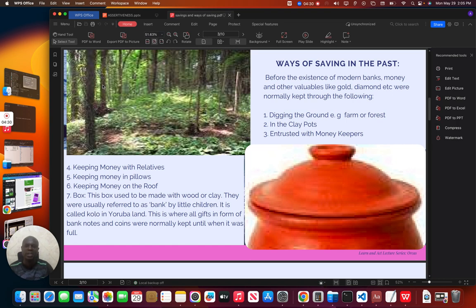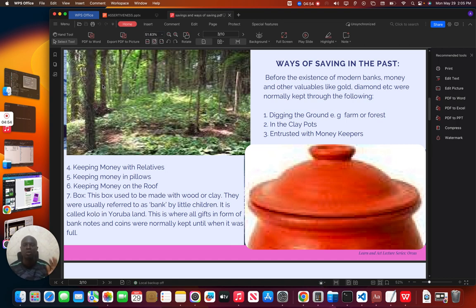Keeping money with relatives. So some, they keep their money with their relatives, those relatives that they believe in. Some keep money in pillows, you know, like our grandma, our grandpa, they have that habit. When their children come to visit them, they will just put their money under their pillow. Keeping money on the roof.